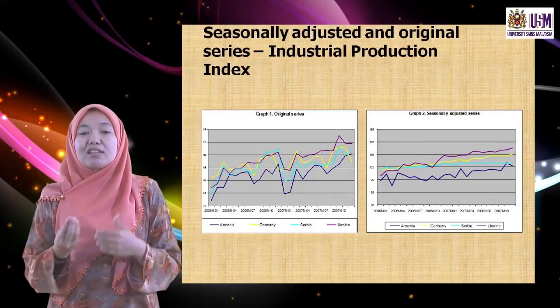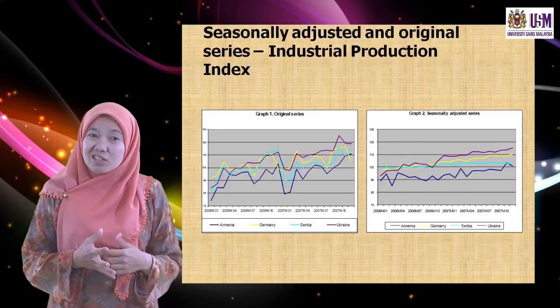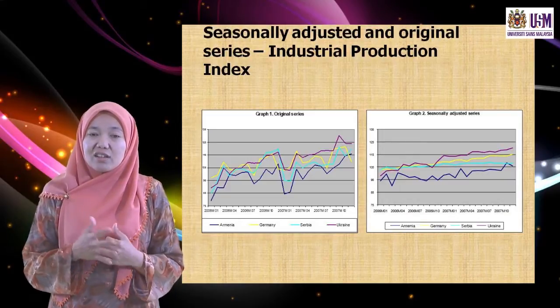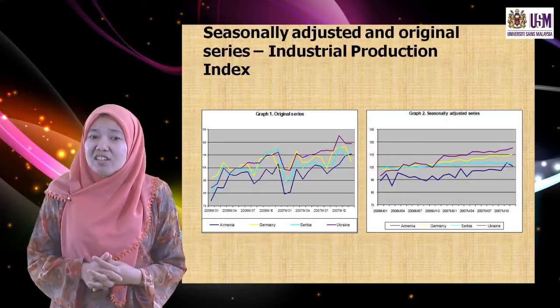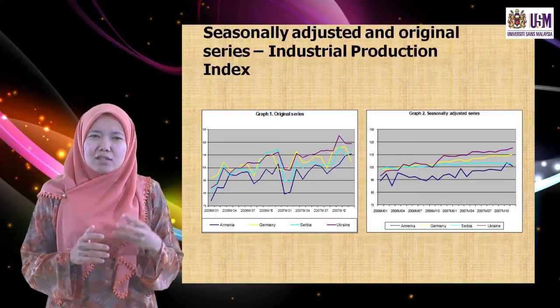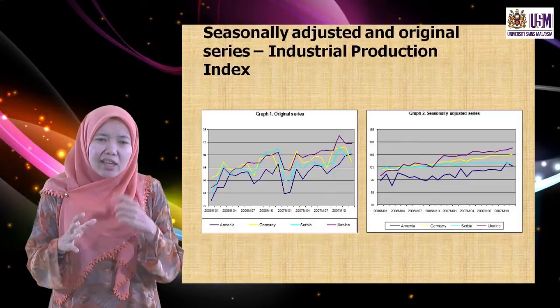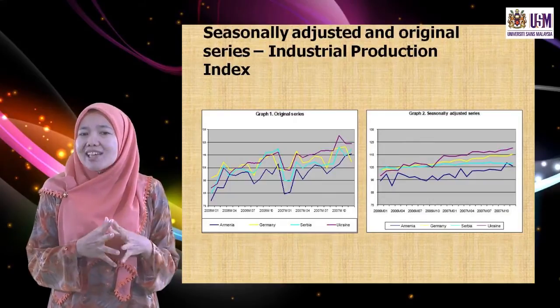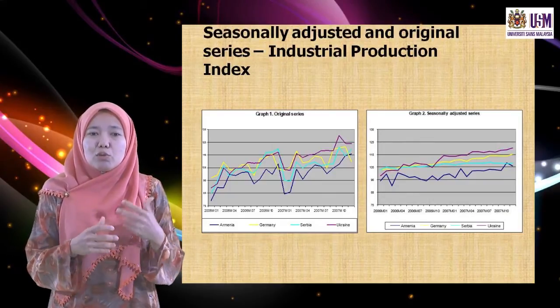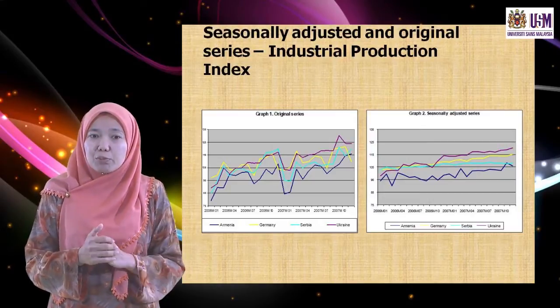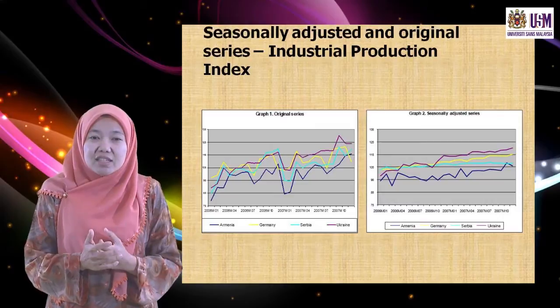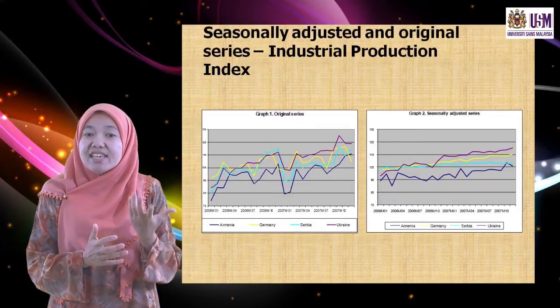Okay, you can find the same industrial production index for Malaysia. Okay, separate diagram perhaps. If you look at the original series, what you see is quite confusing, and you cannot tell. If you are talking about this four country comparison, you do not know which one is doing better in terms of their production output. Is it Armenia? Is it Germany? Is it Serbia? Is it Ukraine over the years?